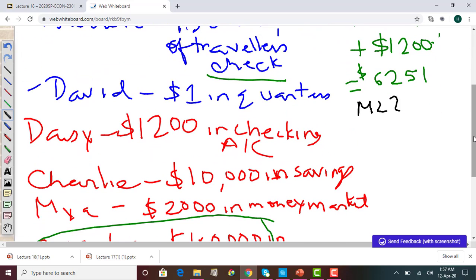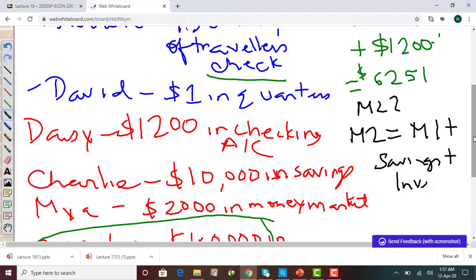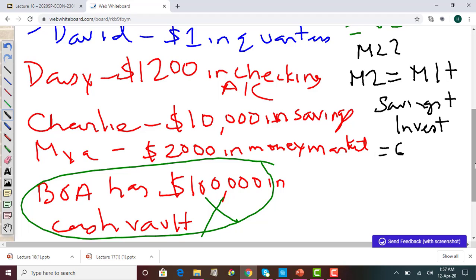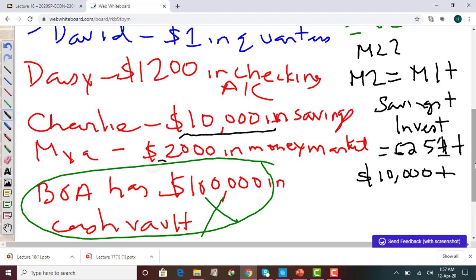Now remember the formula for M2. M2 includes everything in M1 plus savings plus investments or money market account, right? So we know M1 is equal to 6251. We already calculated it. Then we take 6251 plus Charlie's $10,000 in savings. We need to add that because savings is a broader measure, so we will include that in M2. Then we will also include Maya's $2,000 in money market account.